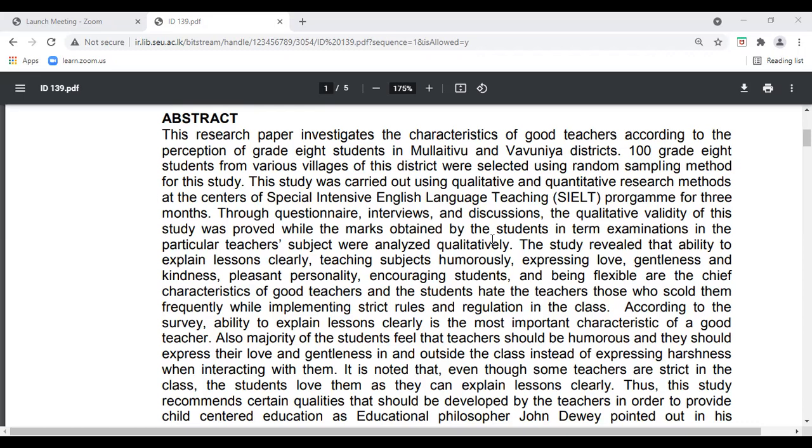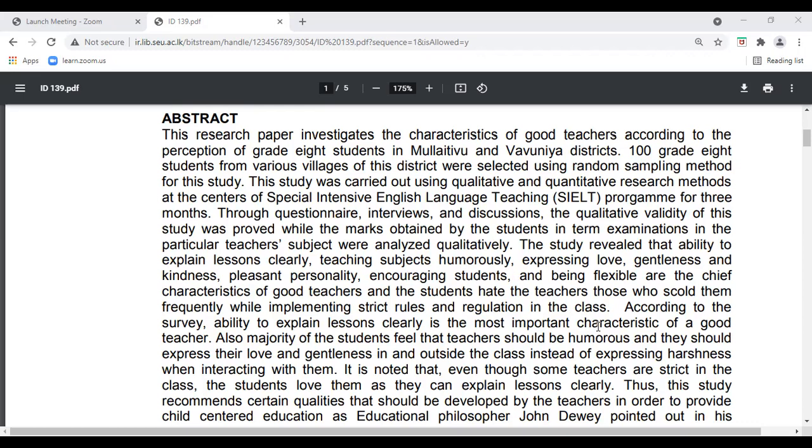Through questionnaire, interviews, and discussion, the qualitative validity of this study was proved, while the marks obtained by the students in term examinations in the particular teacher's subjects were analyzed quantitatively. The study revealed that ability to explain lessons clearly, teaching subjects humorously, expressing love, gentleness, and kindness, pleasant personality, encouraging students, and being flexible are the chief characteristics of good teachers.